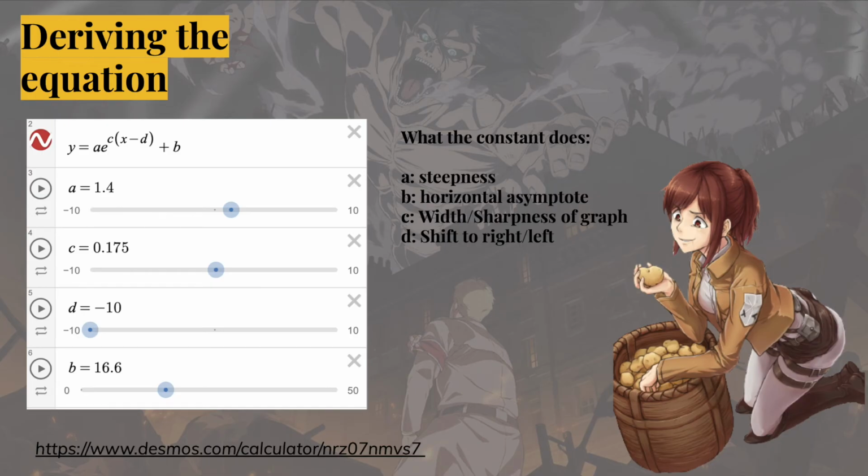The way we derive the graph and equation is using Desmos. As you can see here, with Blake van Berlo's equation, we have 4 different constants that we can manipulate, which are A, B, C, and D.